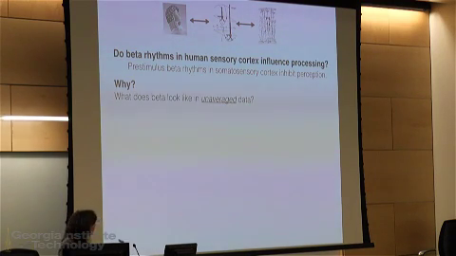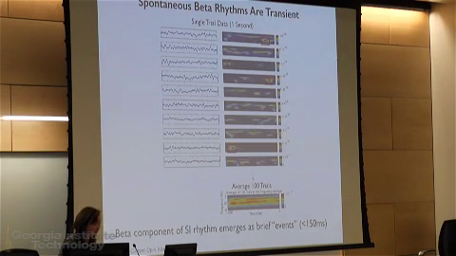And again, we have to first step back and say, we're going to turn to our model, and we're going to simulate this, but what are we modeling? We have to have an accurate representation of our data that if we reproduce it in our model, we say, yes, this is a good model of beta because it matches our data. So let's look at our data. What we find when we look at unaveraged data is that these spontaneous beta rhythms are very transient.